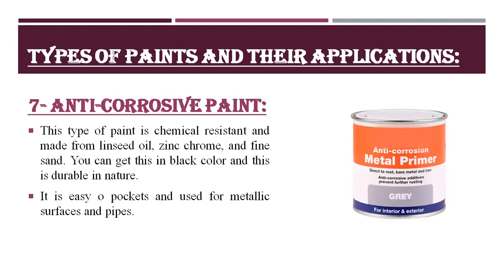The seventh and last type of paint is anti-corrosive paint. This type of paint is chemical resistant and made from linseed oil, zinc chrome, and fine sand. We can get this in black color, and this is durable in nature. It is easy to apply and used for metallic surfaces and pipes.